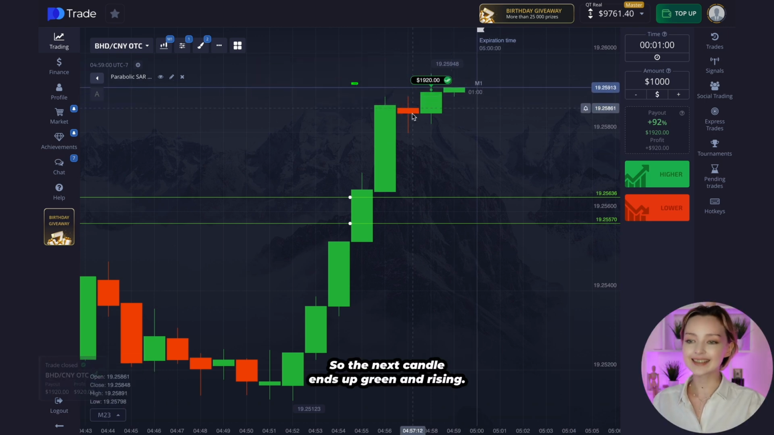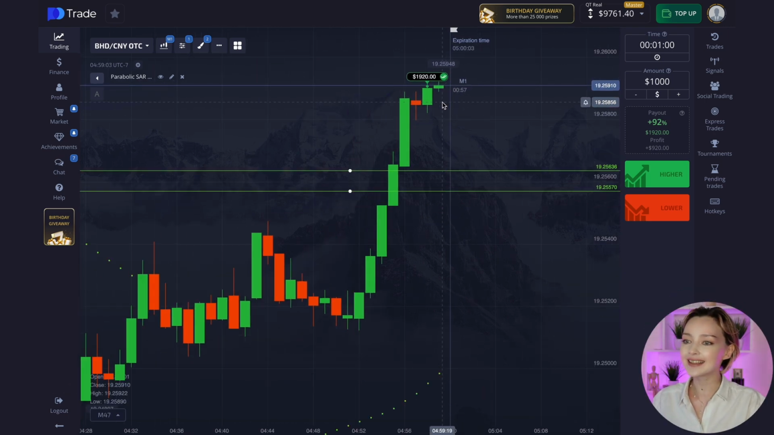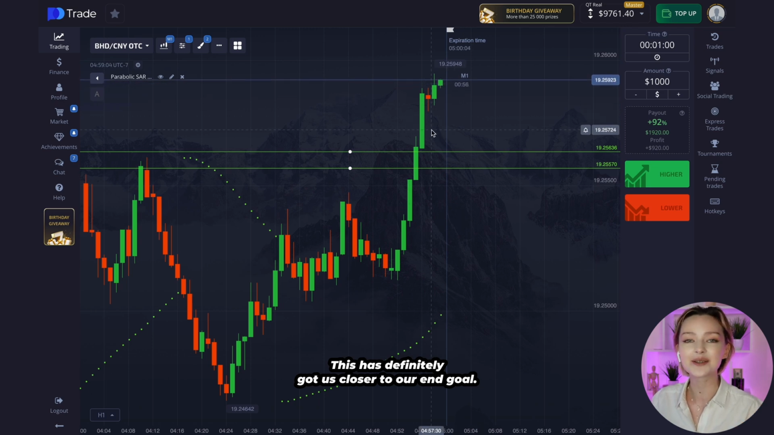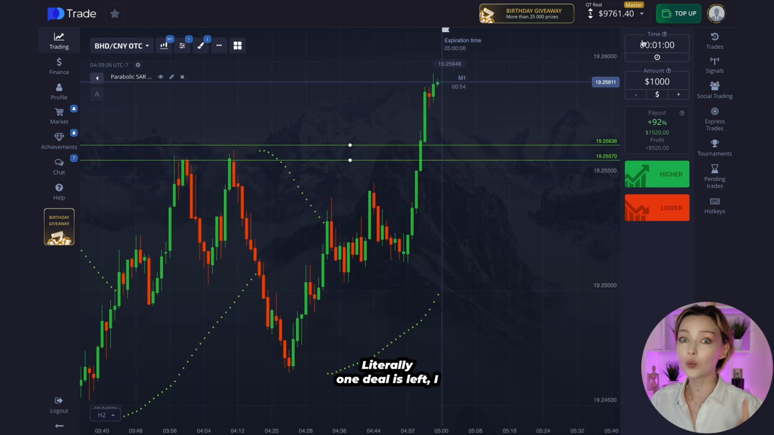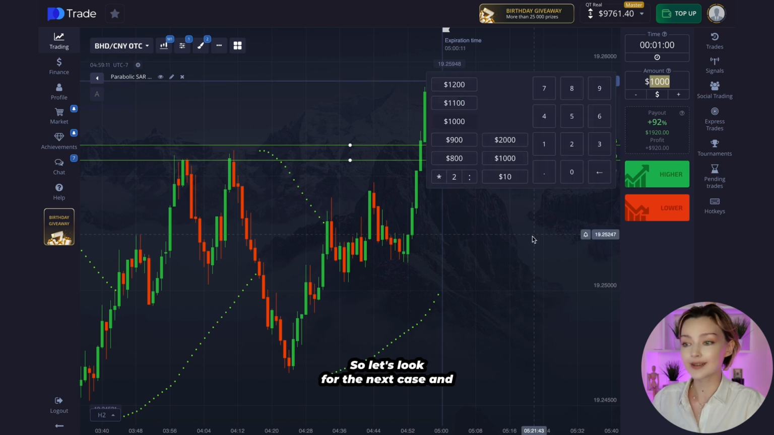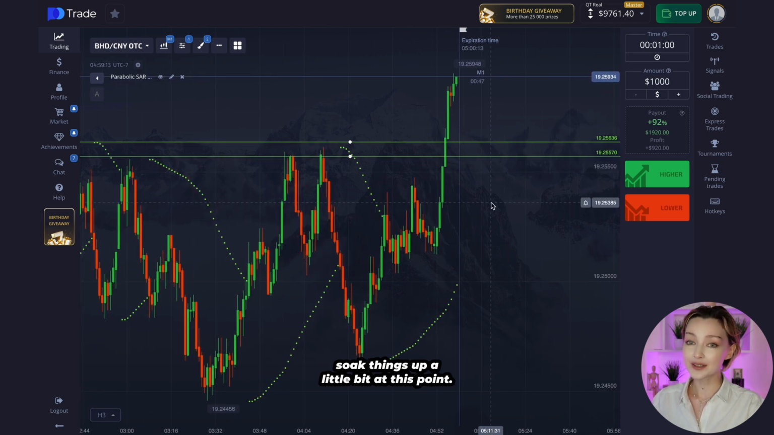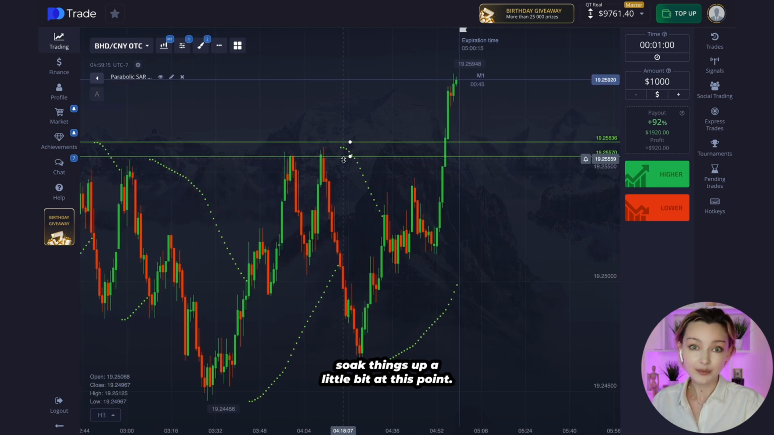So the next candle ends up green and rising. This has definitely got us closer to our end goal. Literally one deal is left. I think a $500 bet will be enough. So let's look for the next case and soak things up a little bit at this point.